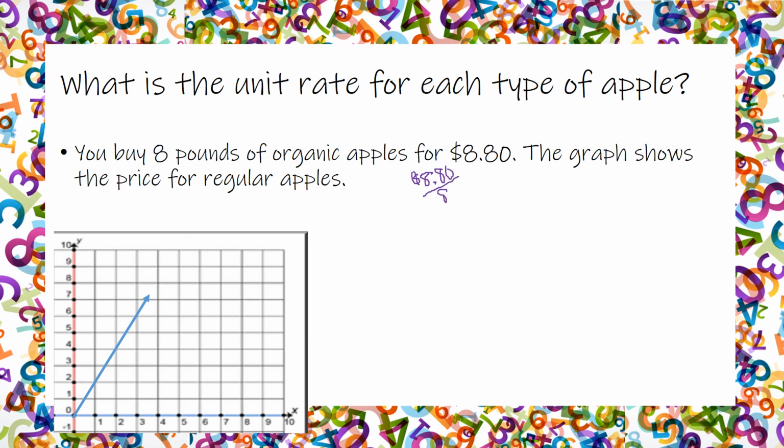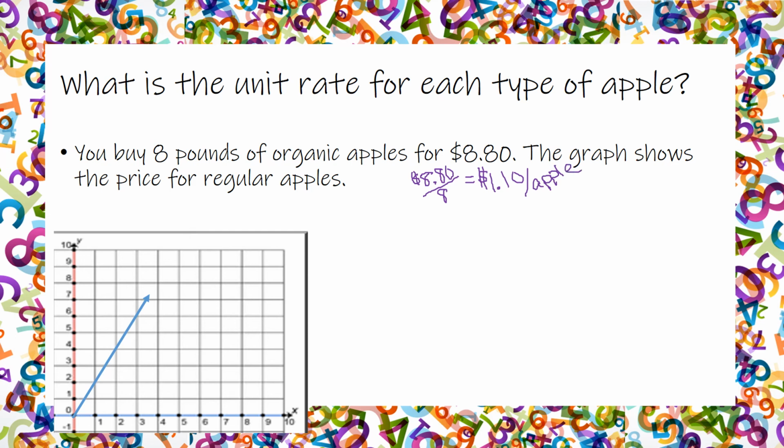per apple. So when you say per apple, that means divide. So $8.80 divided by 8 makes it $1.10 per apple. And that will be our unit rate.